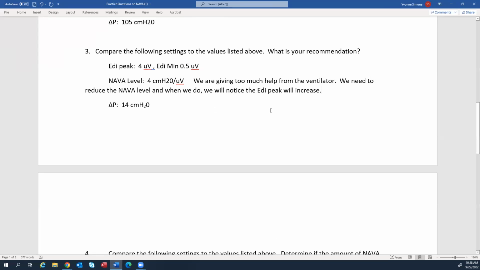So I wrote, we are giving too much help from the ventilator. We need to reduce the NAVA level. And again, we go down by 0.5 at a time, or up 0.5. Reduce the NAVA level. And when we do, we will notice the EDI peak will increase. So give them less help, and now they have to do the work, and we'll see a higher microvolt, higher electrical activity in the diaphragm.